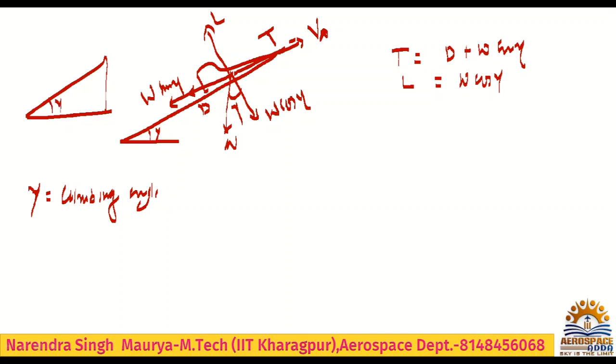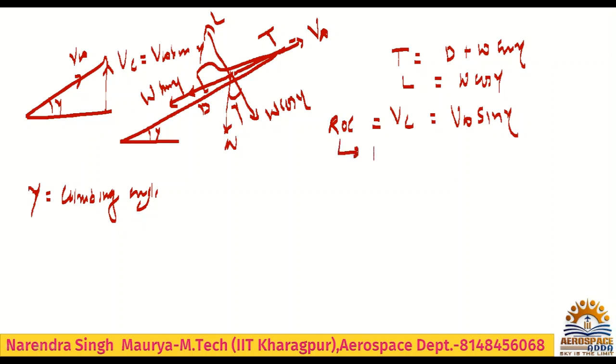Check, this is gamma with V infinity. The aircraft is climbing, and this vertical component will be VC. So what will be the VC? V infinity sin gamma. So VC is nothing but V infinity sin gamma, and this VC is nothing but the rate of climb. I hope you understood. No? Check the diagram so you will understand easily.